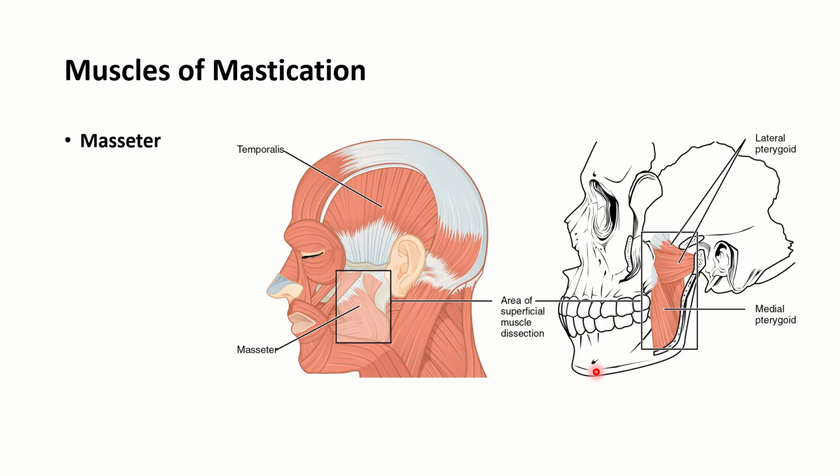Some of the muscles of mastication. You have the masseter muscle. That is the one that closes the jaw. Temporalis muscle that also closes the jaw. And pterygoid muscle. So there are two pterygoid muscles, the lateral and medial pterygoid muscle. So they're also important for chewing and also for jaw excursion, which means moving the jaw side to side.